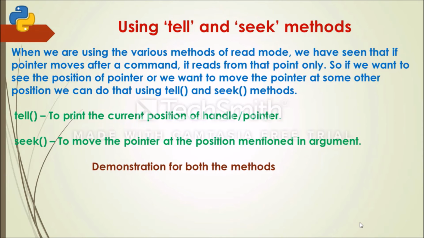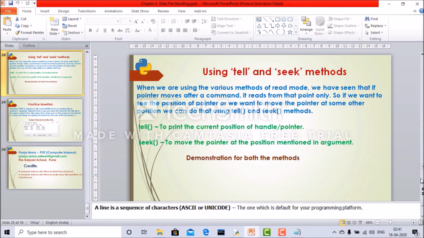Previously, when we used the read command and were at the end of the file, and I wanted to read some of the earlier content again, I could not do it until I closed the file and reopened it in read mode. But now, using the tell and seek commands, especially seek, I can set the position of my pointer, to move it to the position mentioned in the argument. And the tell command prints the current position of the handle. Let's quickly show you the same thing practically.